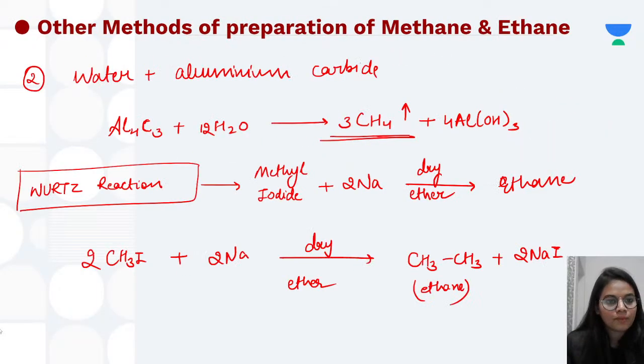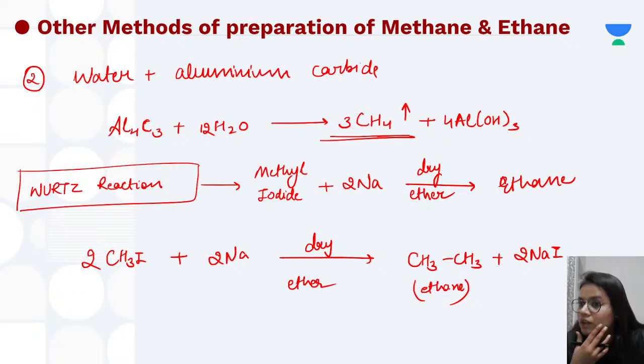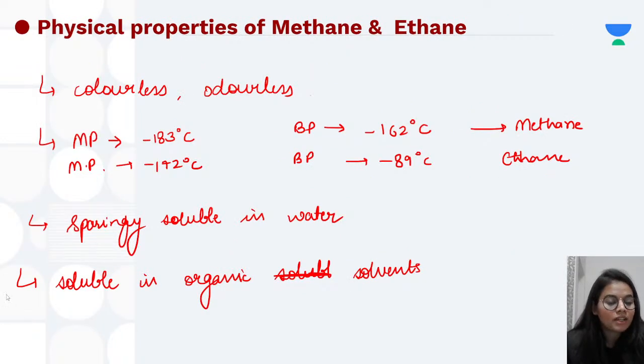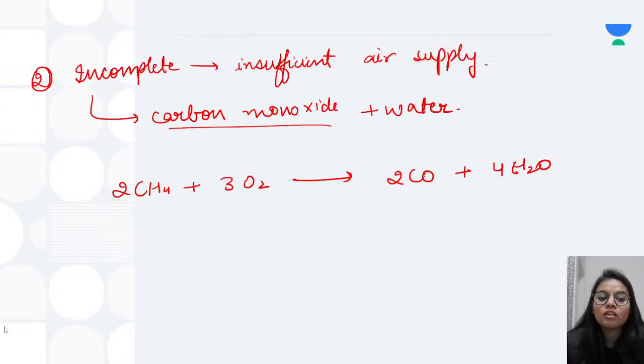We heat this mixture. We can also get ethane using water and aluminium carbide, or by Wood's reaction, which is not possible for hydrocarbons having an odd number of carbon atoms. That is why Wood's reaction cannot produce methane. Then physical properties: they are colorless, odorless, not very soluble in water but soluble in organic solvents. They undergo complete combustion to produce carbon dioxide and water, and incomplete combustion to produce carbon monoxide and water.